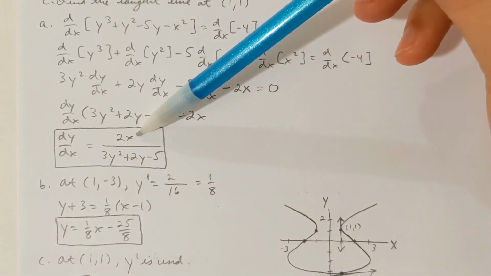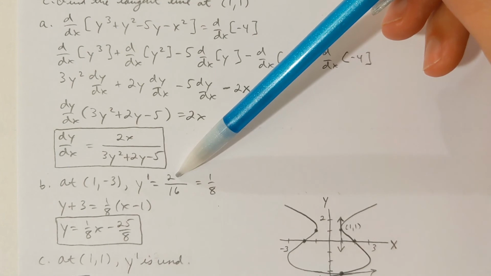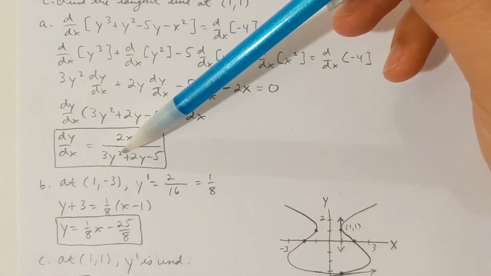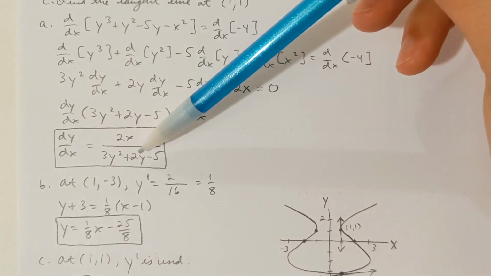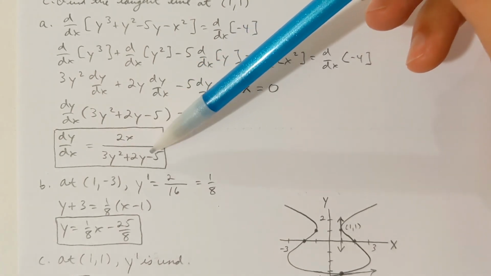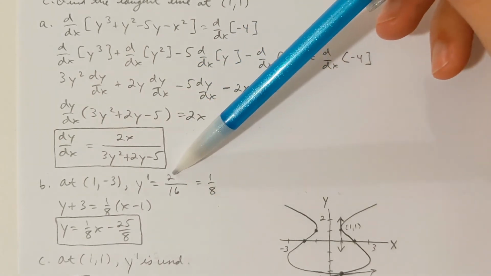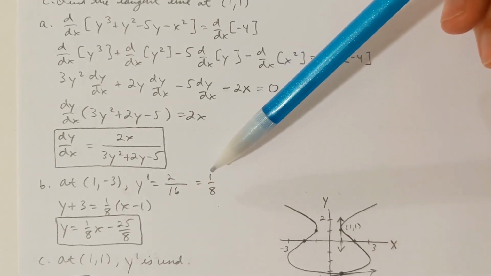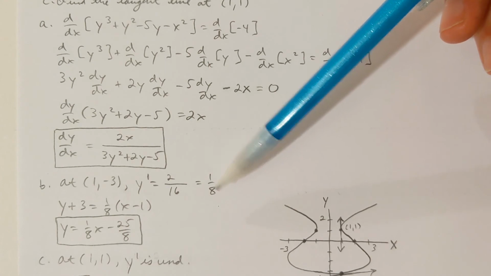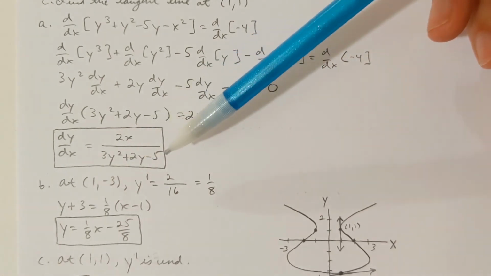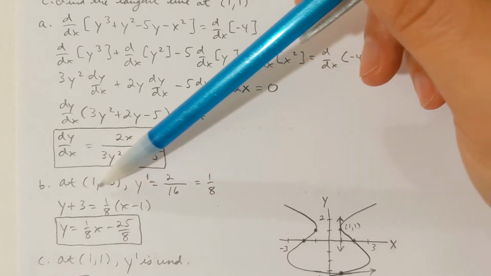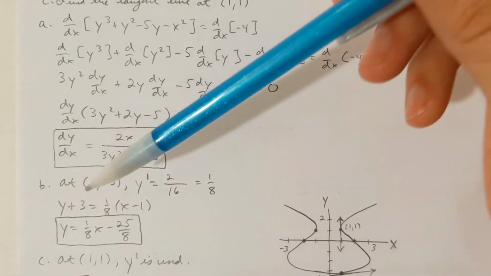Well, x is 1, so you're going to have 2 divided by y is negative 3. So 2 times negative 3 squared is 9, times 3 is 27, and then minus 6 is 21, minus 5 is 16. 2 over 16, reduce that, you get 1/8. So now that we know the slope of the tangent line at this point, 1, negative 3, and we know a point on the tangent line, 1, negative 3, we use the point-slope formula.